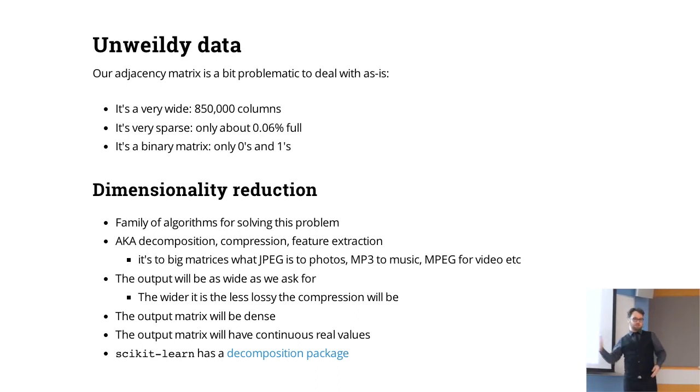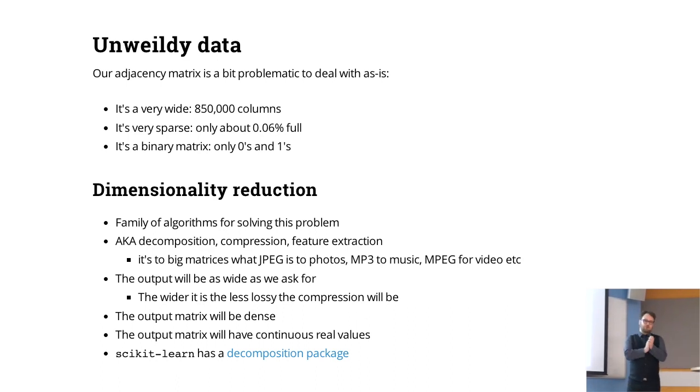So the first thing we're going to do, and this is the first family of algorithms I'm going to introduce you to, is dimensionality reduction. So basically, this is a family of algorithms for addressing these three things: very wide matrices, very sparse, and binary. Other names for this sort of family of techniques: decomposition, vector space embedding, compression, feature extraction. You can think of this family of algorithms being to matrices what JPEG or PNG compression is to images, what MP3 compression is to music, what MPEG is to video. It's basically compressing the data.